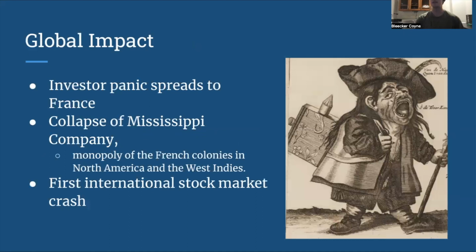The panic from the South Sea bubble burst extended far beyond Britain. The company had many international shareholders, and when one domino fell, so did the rest. The panic most notably spread to France. Shareholders in the Mississippi Company, which held a business monopoly in French colonies in North America and the West Indies, pulled their investments, and the company went bankrupt. This sent even more panic throughout the world and led to the first international stock market crash. As such, the South Sea bubble is widely viewed as the first modern Ponzi scheme.